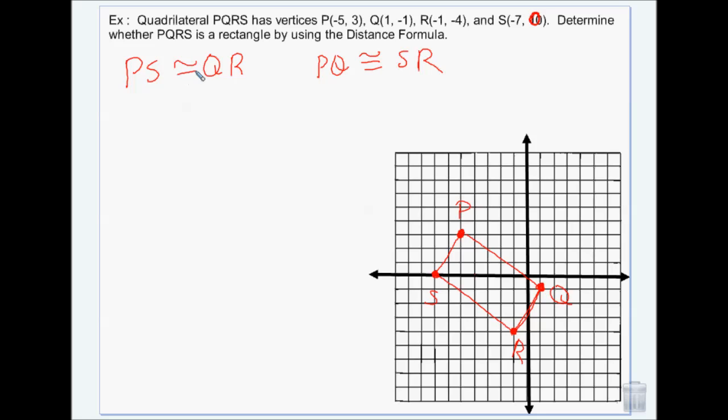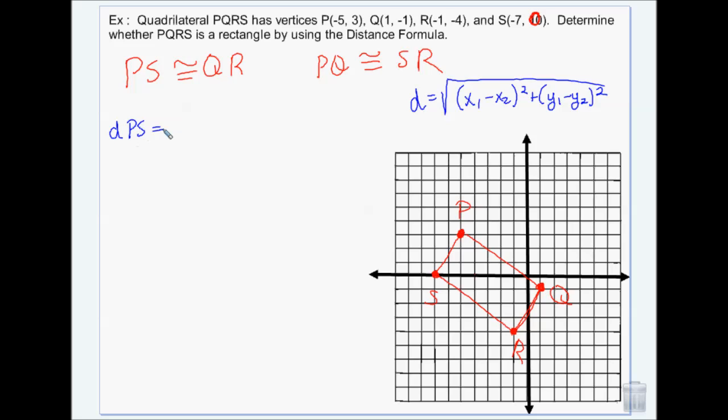Congruent. Okay, so I need to know that their lengths are the same. So I can use the distance formula for that. And the distance formula, x1 minus x2 squared plus y1 minus y2 squared. Here we go again, we're using the same thing. I got this distance formula, I got it down.